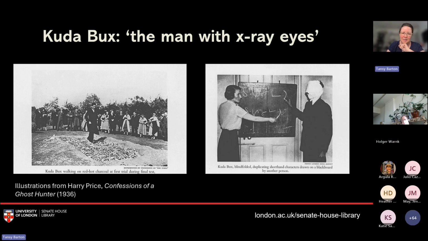sight, and you'll see in this picture here his head is bandaged, and he claimed to be able to read with his eyes completely bandaged. He said he could do it via his nostrils, so his face wasn't completely obscured. He couldn't read a book, say, that was under a cover or in a box, but this was one of the phenomena that Harry Price tested with him, and it also gave him the name the man with the X-ray eyes.